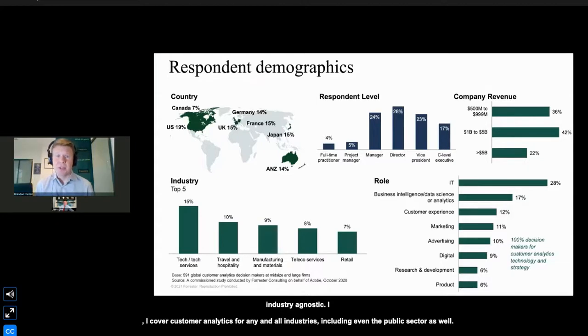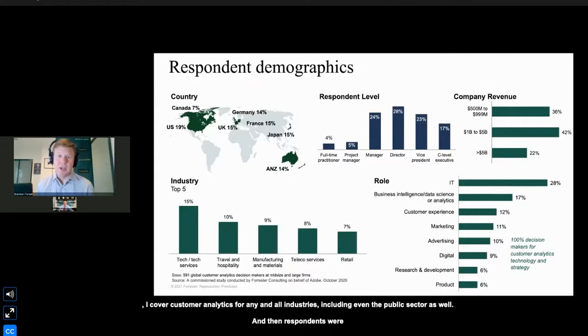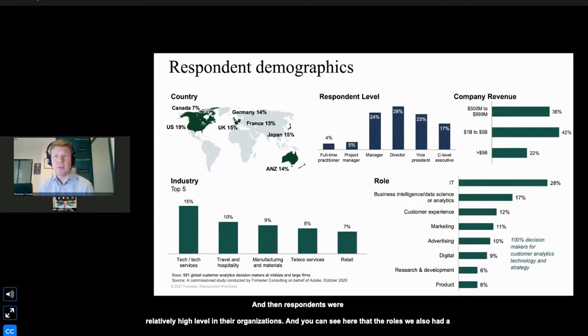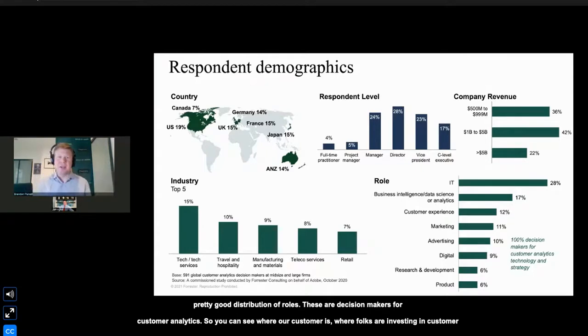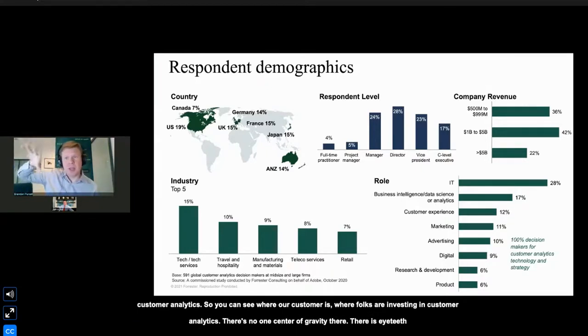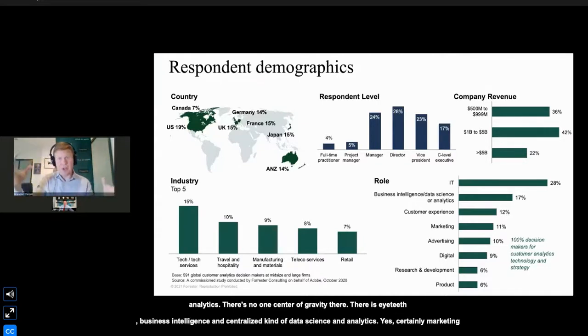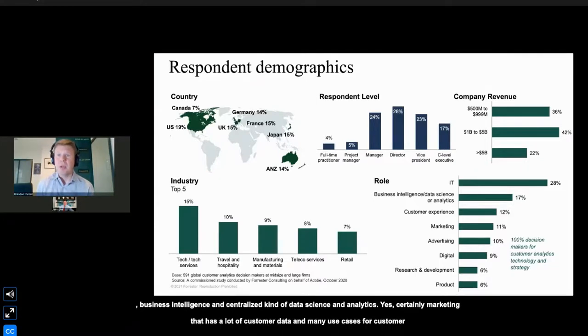And then respondents were relatively high level in their organizations, and you can see here the roles. We also had a pretty good distribution of roles. These are decision makers for customer analytics. So you can see where folks are investing in customer analytics. There's no one center of gravity there. There's IT, there's business intelligence and centralized data science and analytics teams, CX, certainly marketing that has a lot of customer data and many use cases for customer analytics. So this capability resides in multiple different business functions.